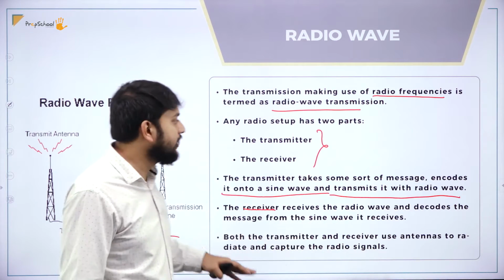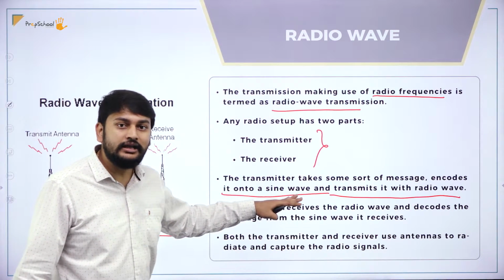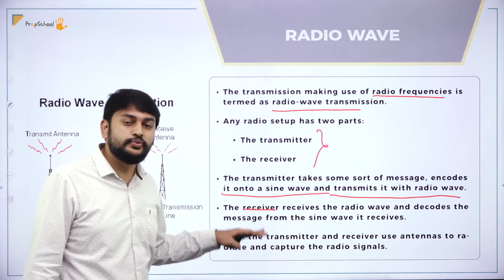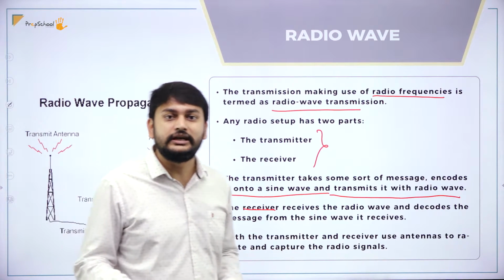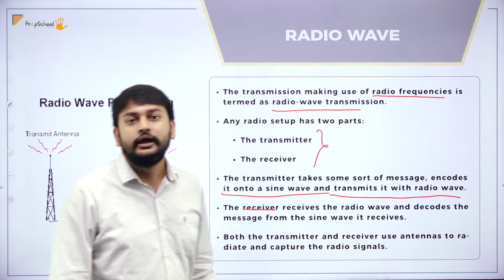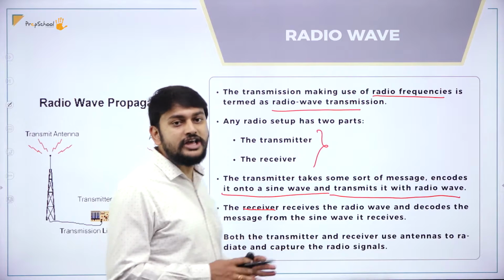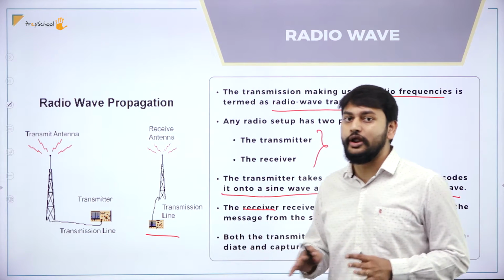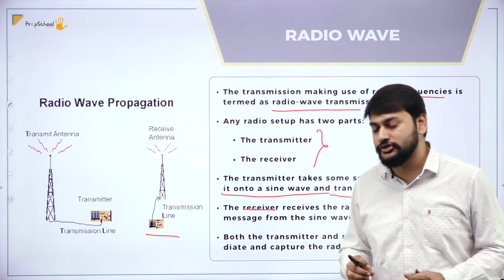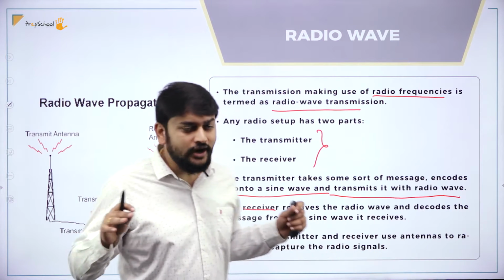How are we transmitting the data? We are sending the data in the form of sine waves. We are converting the data, encoding the data, and then pushing it into the radio waves. We are taking the help of a transmitter as well as a receiver for encoding and decoding purposes. So fine, we understood that.